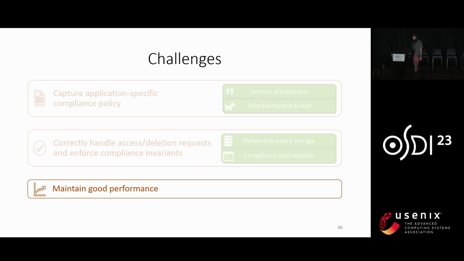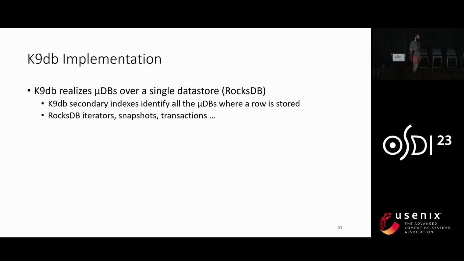All right, so let me highlight a couple of optimizations in the interest of time. First, K9db realizes our microdatabase's design over a single RocksDB data store. This allows us to use secondary indexes as well as RocksDB iterators, snapshots, and transactions to efficiently handle queries.